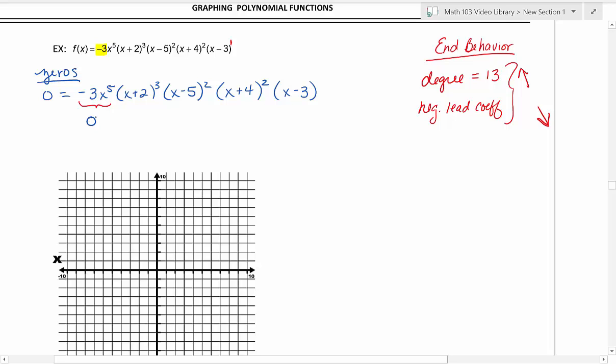A lot of times people make mistakes when we have a monomial factor. A monomial factor is always going to give us a 0 of 0. It has multiplicity 5. 5 is odd, so I know it's going to cross. And 5 is a number greater than 1, so this is going to be a wiggle cross.